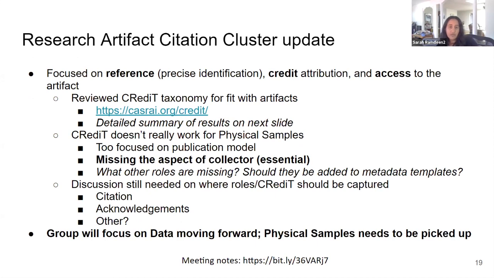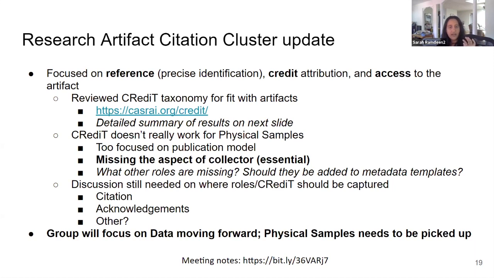And if you're not familiar with the credit taxonomy, it's linked here on the slides. And then I'm going to have a bit of a summary on the next slide of the outcomes. But the major point was that credit doesn't work for physical samples. It's too focused on the publication model, and it's missing the aspect of the collector, which our community and physical samples views as essential. But there's still discussion needed on, again, sorry, I guess I skipped this.